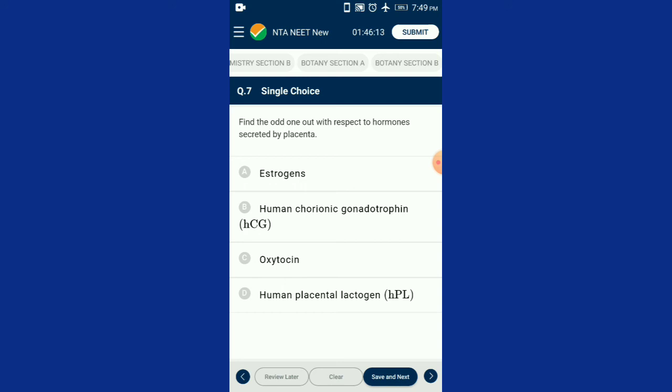So relaxin is produced by ovary only during pregnancy. So the answer is option C, oxytocin is odd one with respect to the hormone secreted by placenta.